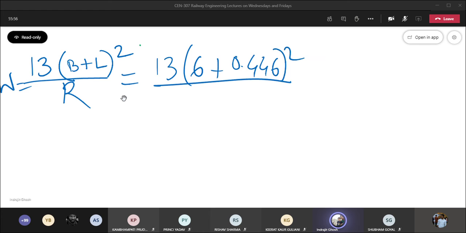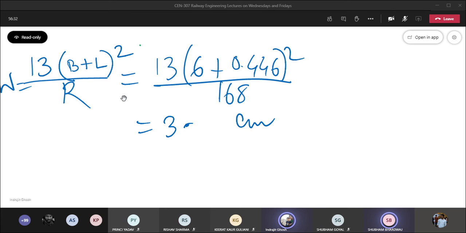13.6446 whole square divided by 168. Just hold on once again. How much value are you getting? So 3.215. It is infinite.